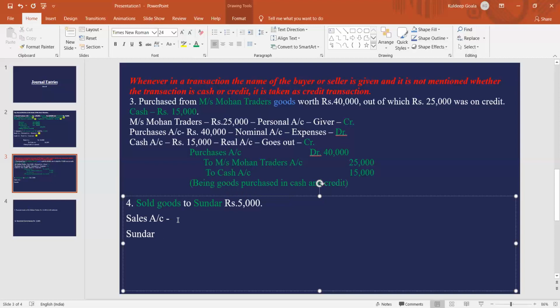So what are you getting here? One is sales account, one is Sundar. So sales belongs to nominal account because it is relating to income and expenses. So nominal account, and Sundar is a person, right? He's not an artificial personal account. Sundar is a natural personal account. So we all know the same rule is applicable for personal, artificial personal or natural personal account. So we'll take him as personal account. Clear? So Sundar is a personal account and sales is a nominal account.